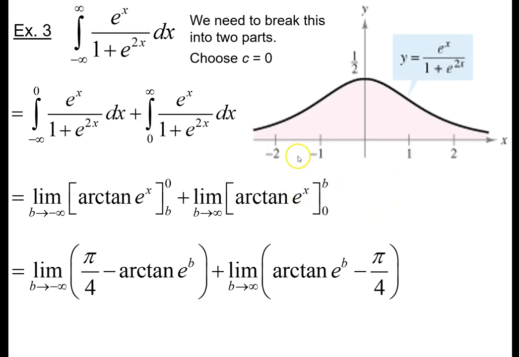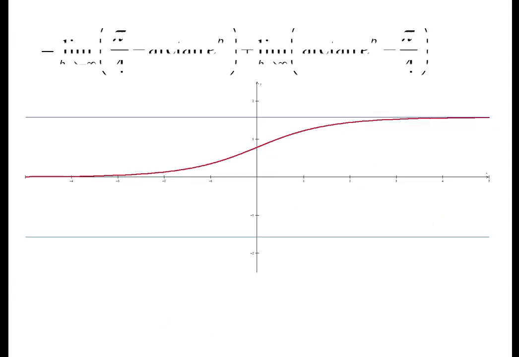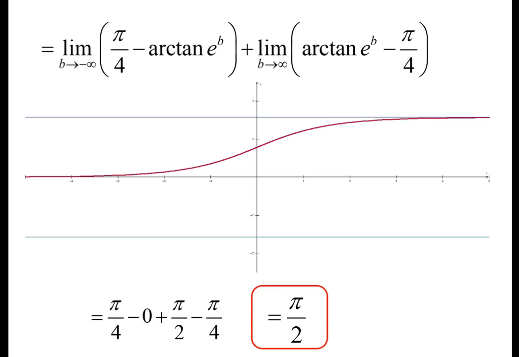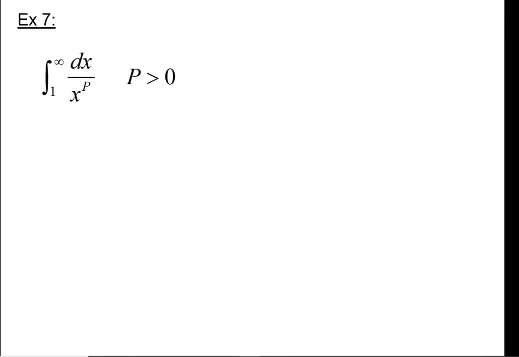So the areas, if we keep taking bigger and bigger areas, as x goes out to negative infinity and then again to positive infinity, those areas will approach a limiting value of pi over 2. Okay, I'm going to skip down to example 7 in the PowerPoint. There's one more example I want to go over with you.